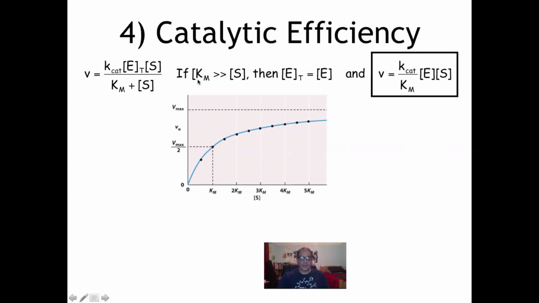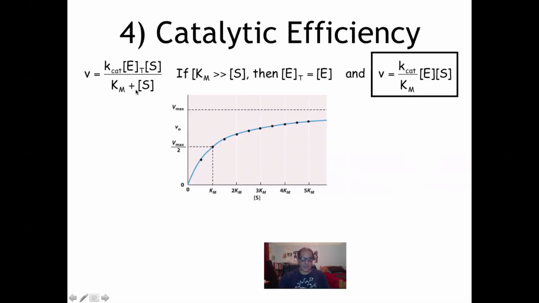Okay, so let's suppose that we are under conditions where the substrate concentration is much less than the Km. In other words, we're down here somewhere in this saturation curve. And so under those conditions, then, very little of the enzyme will actually be bound to substrate. Most of it will be free. And so under those conditions, we can approximate the total enzyme concentration as the free enzyme concentration. So we can replace E sub T with just E.